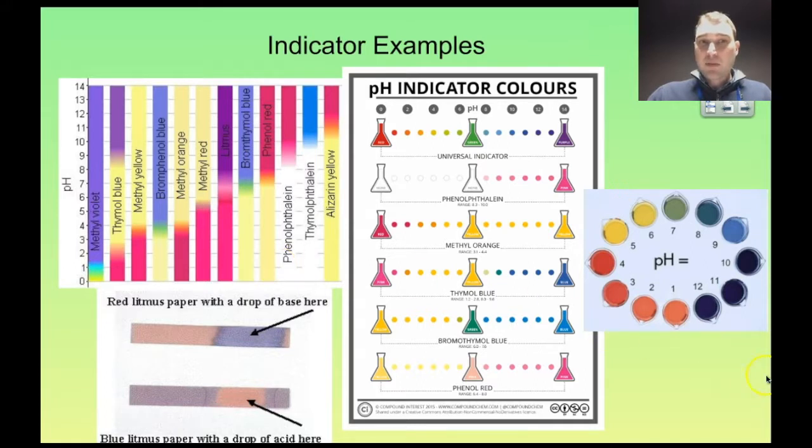So here's a wide variety of indicators, and they're all themselves weak acids or bases. And when you're changing the pH, you're changing their structure slightly, and that leads to a change in their colour.